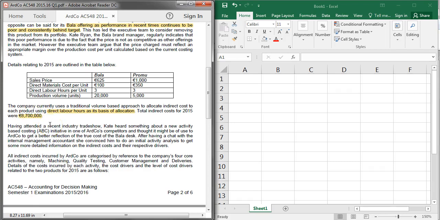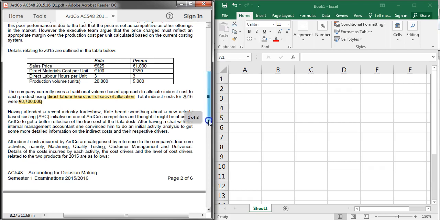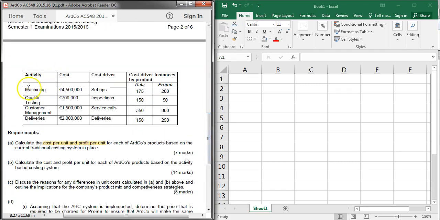So you're trying to highlight the key piece of information. Well, Caitlin's thinking about ABC and she wants to see what we can do using ABC, and will there be a different conclusion? And then you're given the relevant cost pools, as they're called, and you're also given the relevant cost drivers.